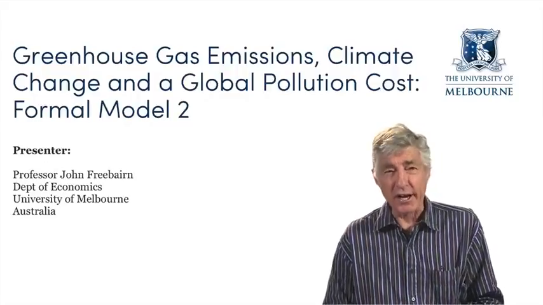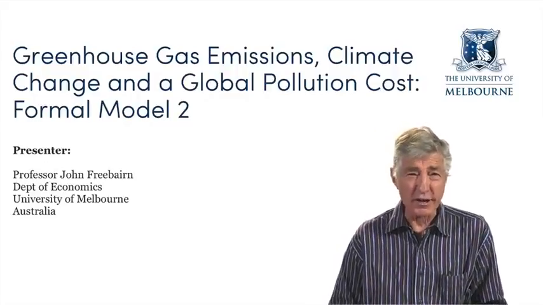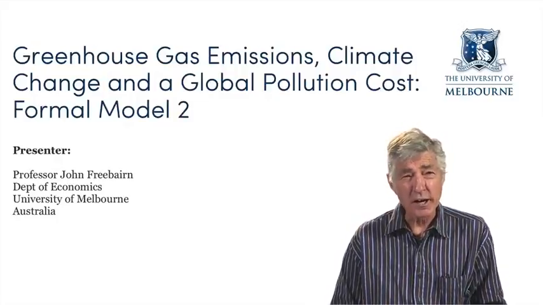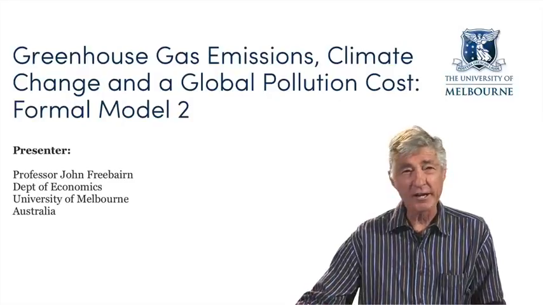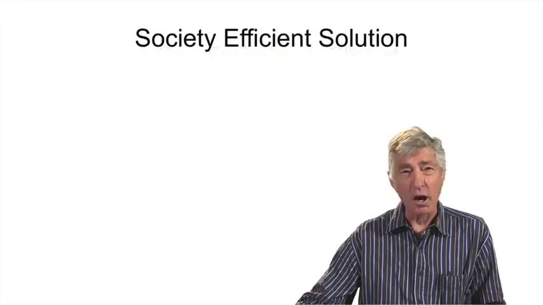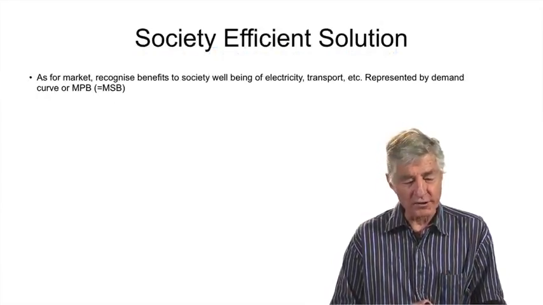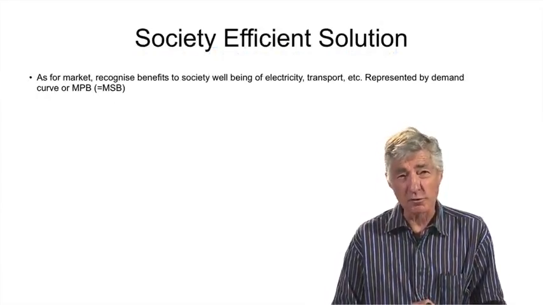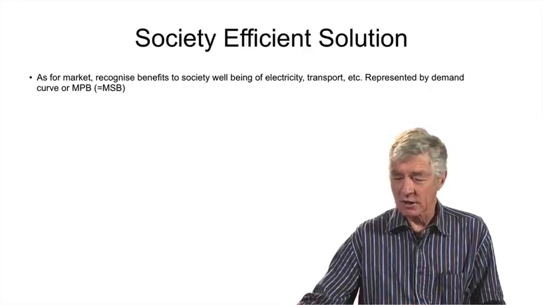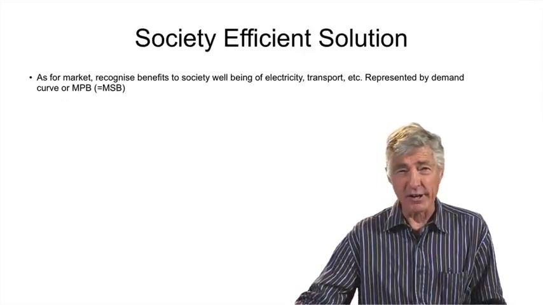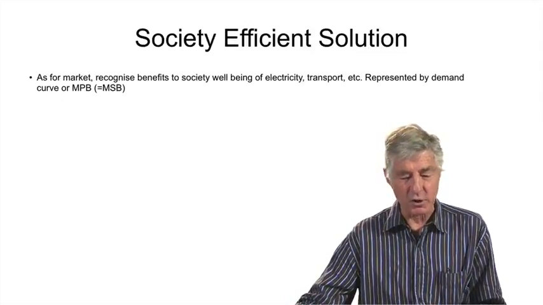So we're continuing our analysis of the effects of greenhouse gas emissions as a form of global pollution. The last session we looked at the case of private costs, where we just ignored the external costs. So we would look at price being set equal to marginal private cost. Now we want to look at the case where the external costs are taken into account as well.